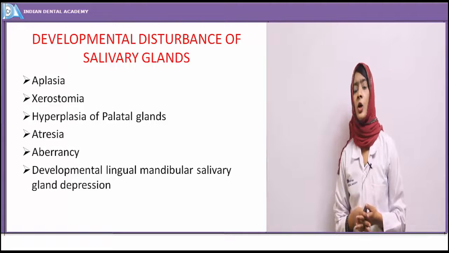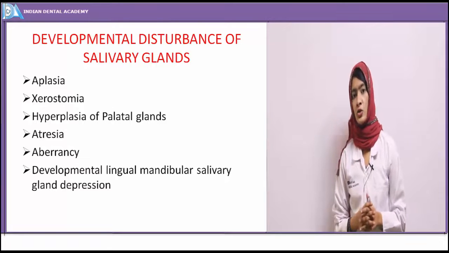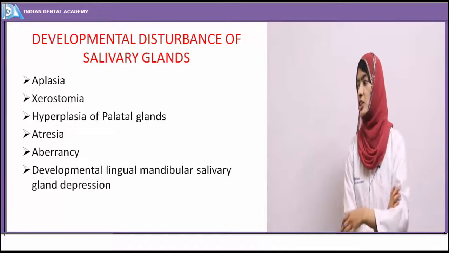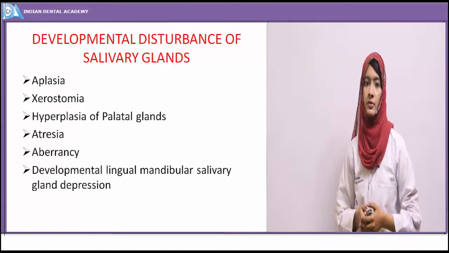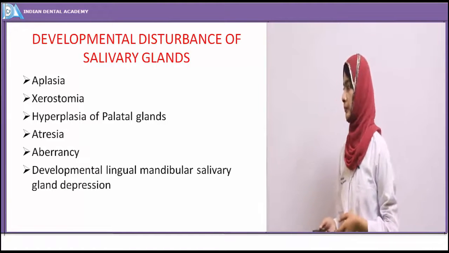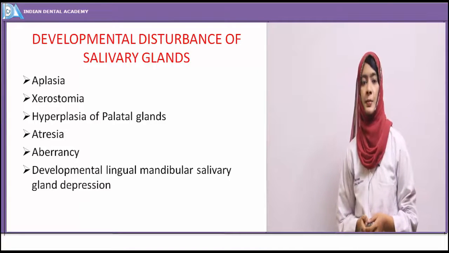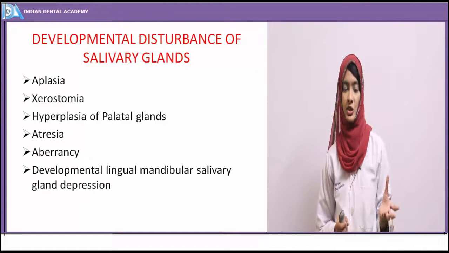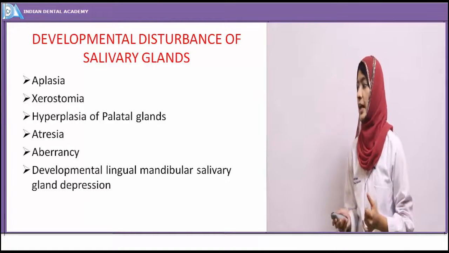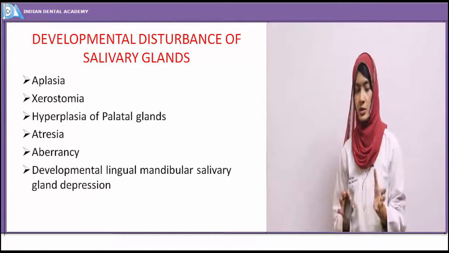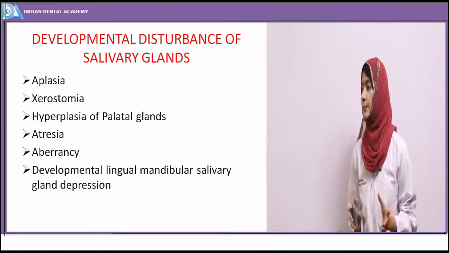Atresia is nothing but occlusion of the duct of a major salivary gland. Aberrancy is the presence of normal salivary gland tissue in locations far away from the normal location, like the Stafne bone defect. It is also a case of aberrancy.